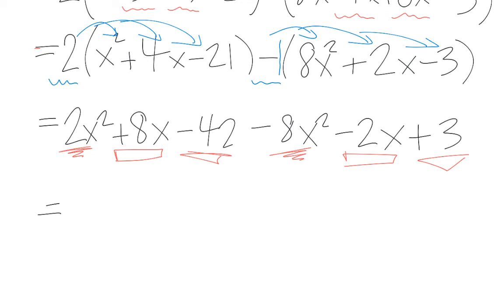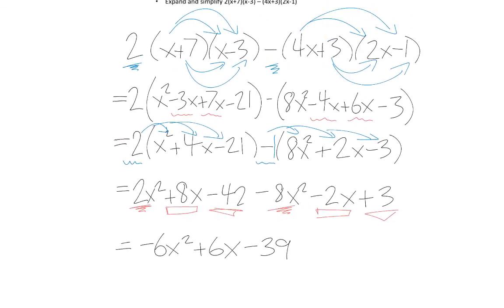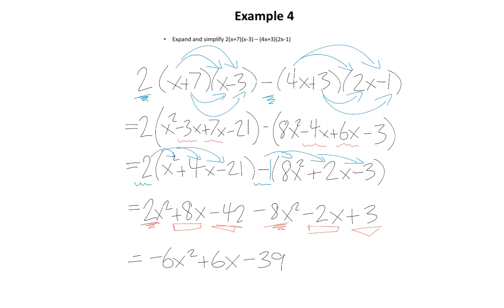So let's go ahead and organize: 2x squared minus 8x squared simplifies to negative 6x squared. We're going to collect terms of positive 8x and negative 2x, and that is going to give me positive 6x. And I'm going to collect the terms of negative 42 and positive 3, and that is going to give me negative 39. Therefore, my final answer is negative 6x squared plus 6x subtract 39. As you can see, we are not doing anything new. We are merely combining many different examples that we saw beforehand into one question.